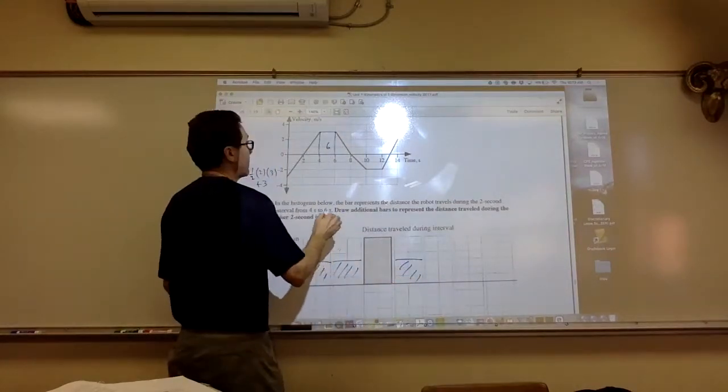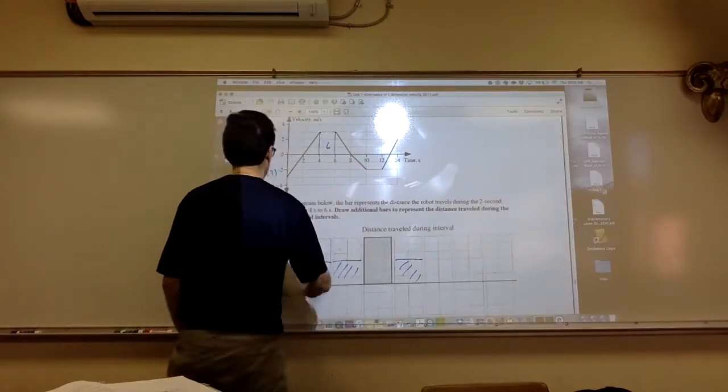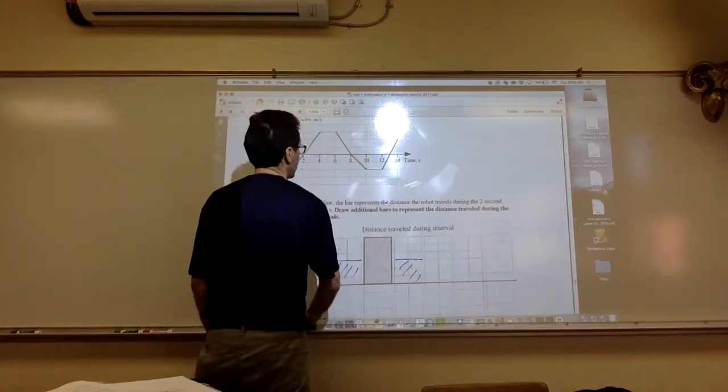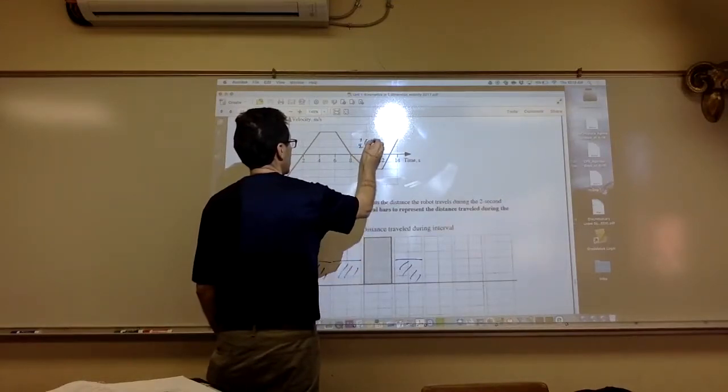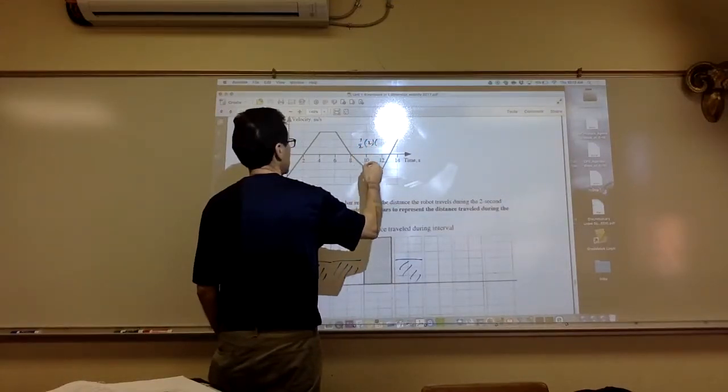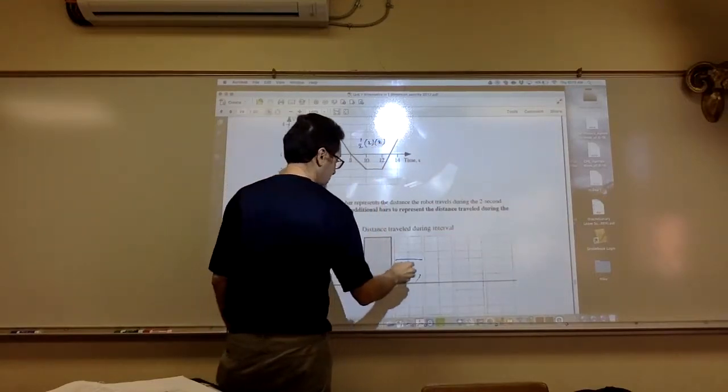This one looks different from 8 to 10. So let's figure out what that area is. So it's 1/2 the base, which is 2, times the height, which is 2. So it's a 2. So this one is here.